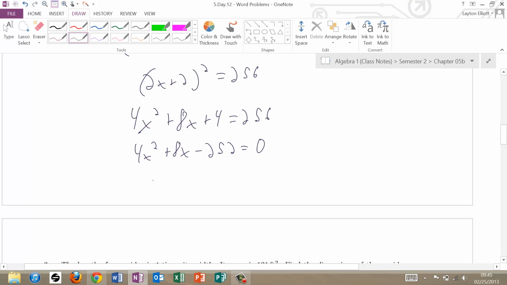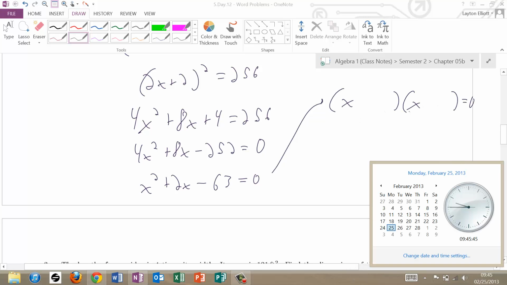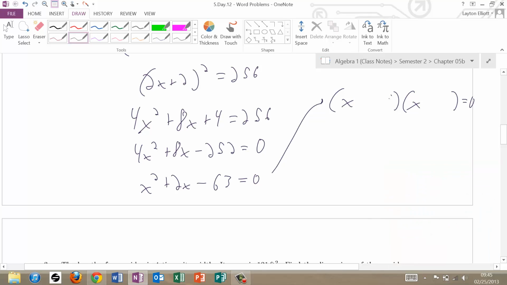Let's try taking out a 4. I would get x squared plus 2x minus 63 is equal to 0. And if I take this and I factor it, I would get x and x. 63 is made up of 9 and 7. And if I make that a plus 9 and negative 7, I would get x equals negative 9, or x is equal to 7. Okay, let's go with the negative 9.